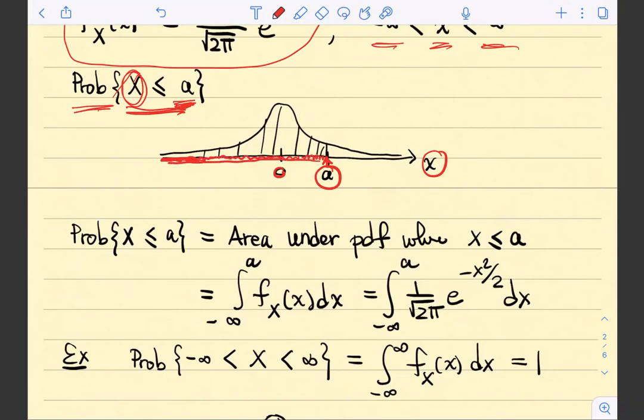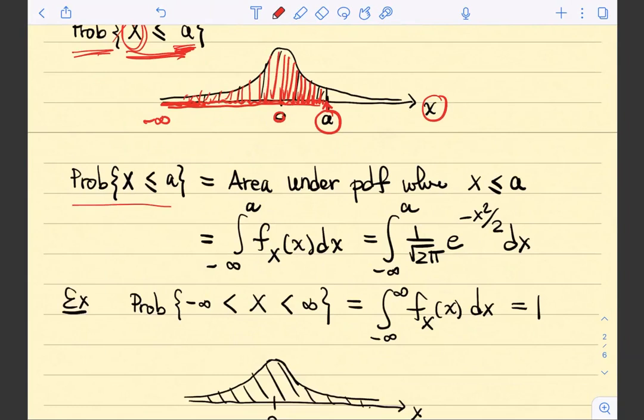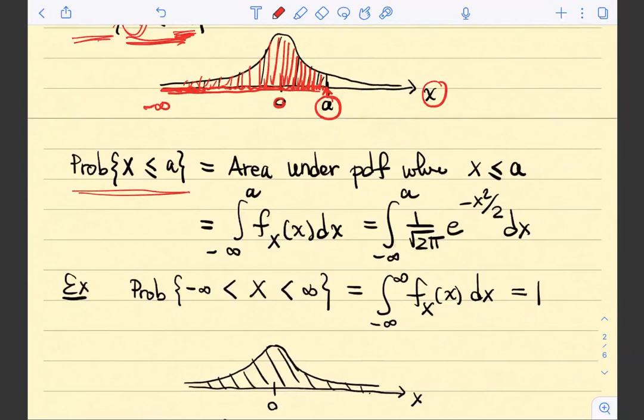Okay. So we want to find the probability. That means you want to find the area, or the summation of this density, from minus infinity to a. That's going to give me the probability of that event. So the probability that the random variable x is less than or equal to a is the area under the curve of the PDF when x is less than a.